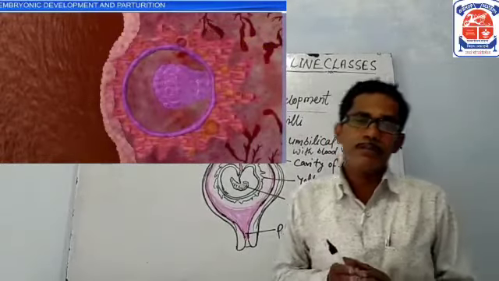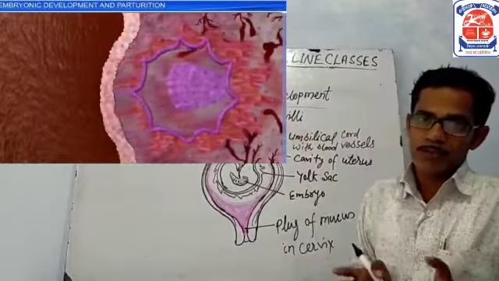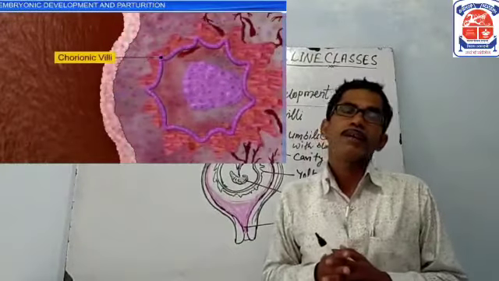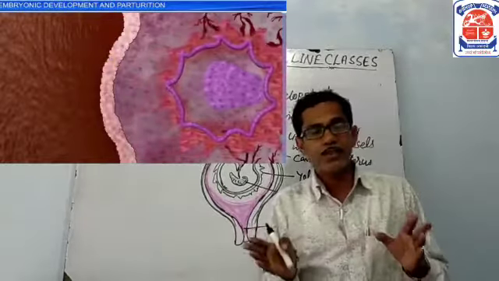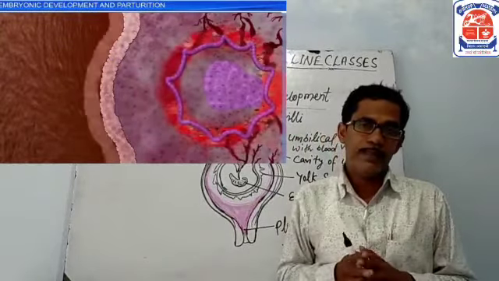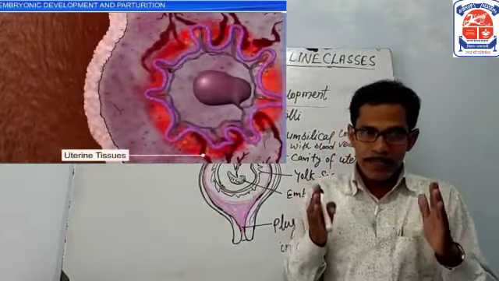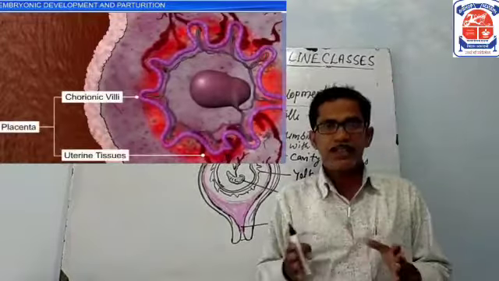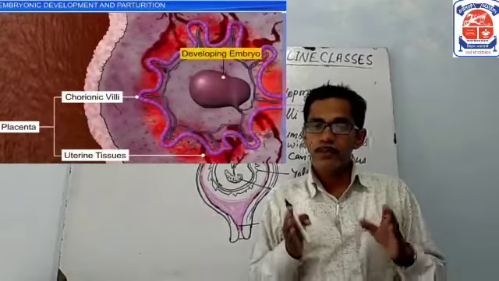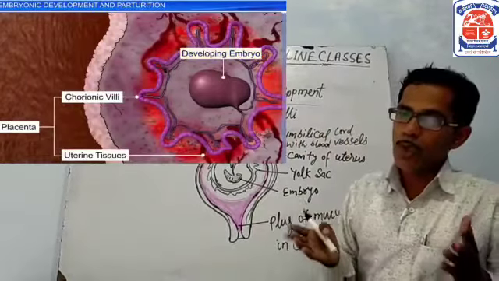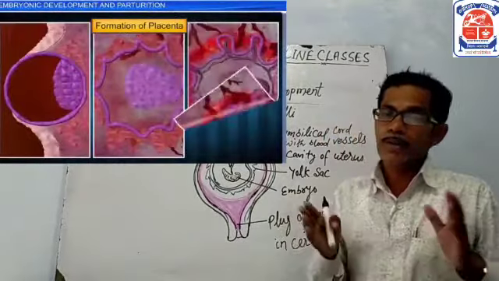After implantation, finger-like projections appear on the trophoblast called chorionic villi, which are surrounded by the uterine tissue and maternal blood. The chorionic villi and uterine tissue become interdigited with each other and jointly form a structural and functional unit between the developing embryo and the maternal body, called the placenta.